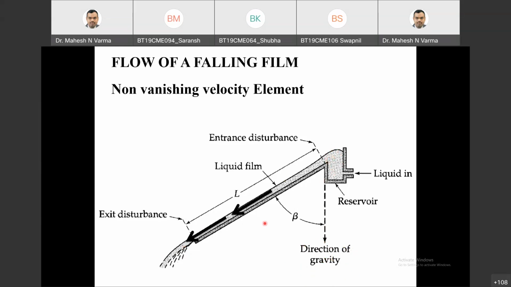Here potential energy is higher, here potential energy is lower, hence it is moving in this direction only, and there is no gradient of potential energy in the other direction, W. There is no gradient of potential energy in the other direction. So that is what it is. So there is only 1D flow. Anybody has any confusion over this non-vanishing element?